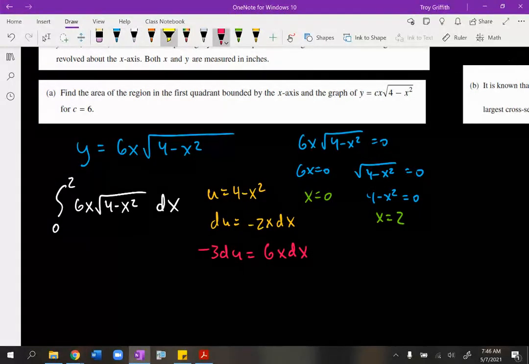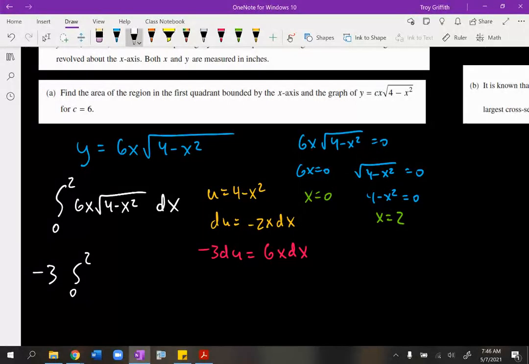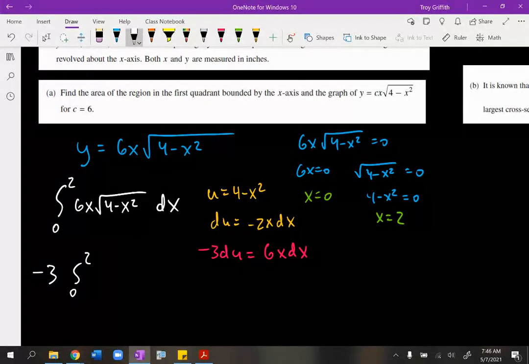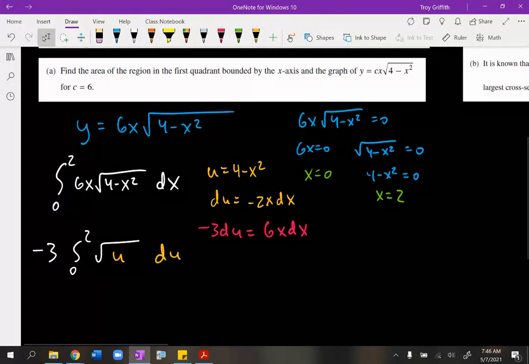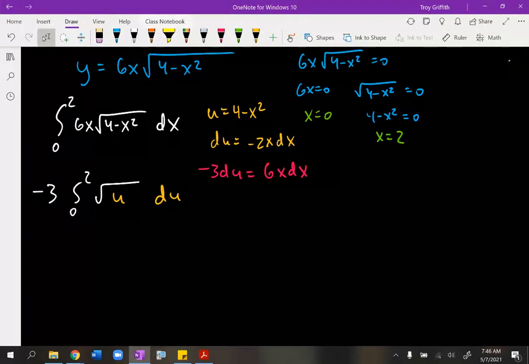Okay, so now I can start working with this integral a little bit. I'm going to take that negative 3 and move it out to the front. Okay, so now I'm going from 0 to 2 of, and now I can rewrite what I see underneath the integral here. So I have the square root of u, because 4 minus x squared is u, du. A good way of thinking about the square root of u is to think about it as u to the 1/2. And that makes the problem a little bit easier to do.